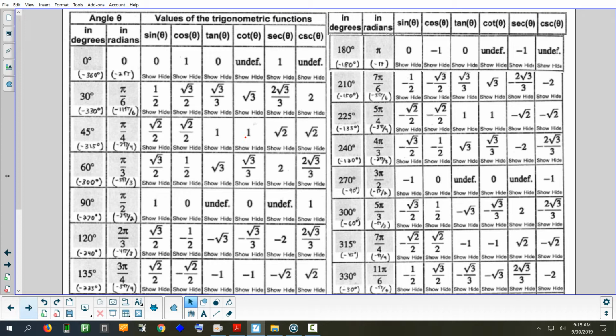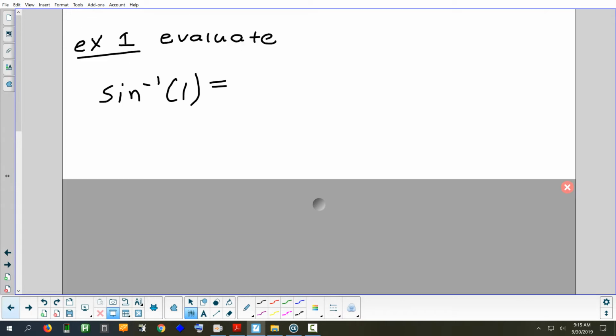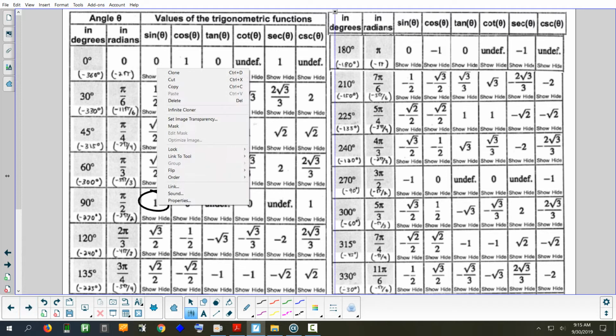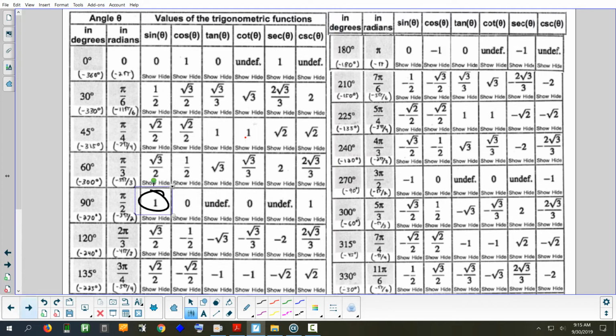So looking at the table, anyone think they can tell me what angle would you take the sine of and get 1 as the answer? This is basically what you're trying to solve. What is the angle? 90. Right there. Sine, we know we're supposed to get 1. What angle does it? 90.